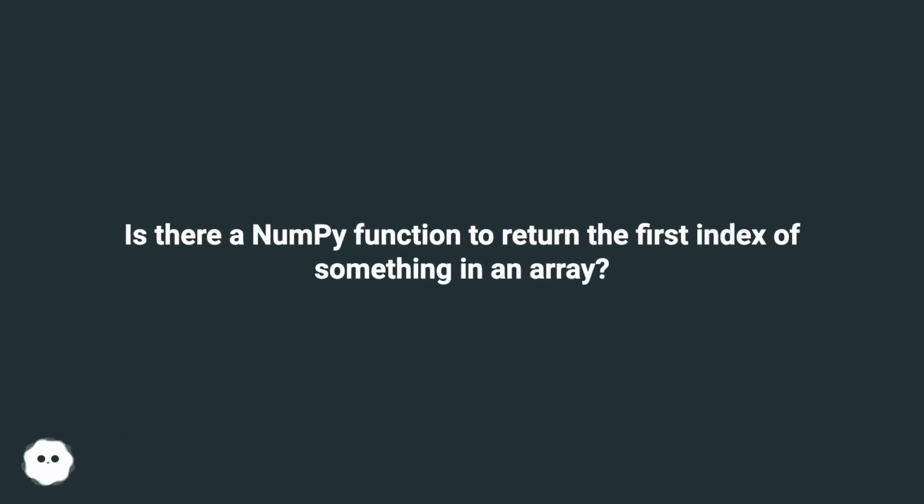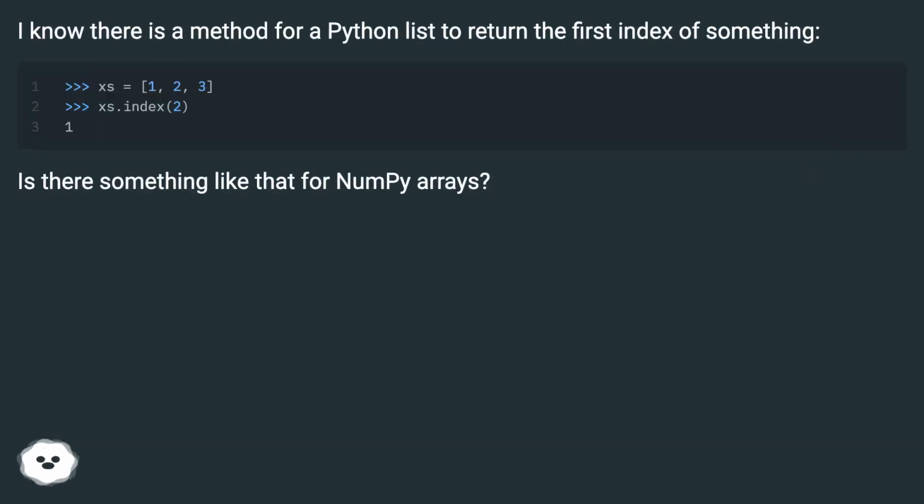Is there a NumPy function to return the first index of something in an array? I know there is a method for a Python list to return the first index of something. Is there something like that for NumPy arrays?